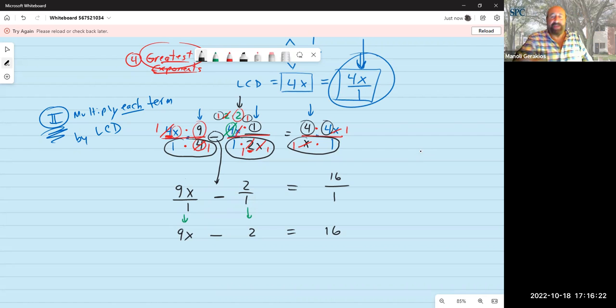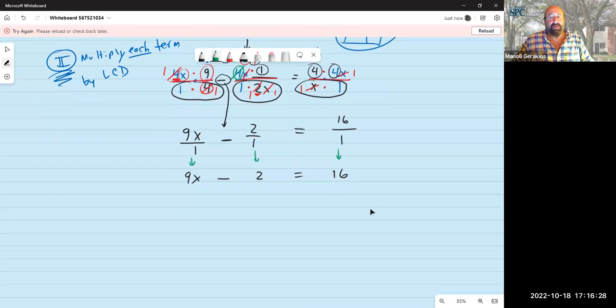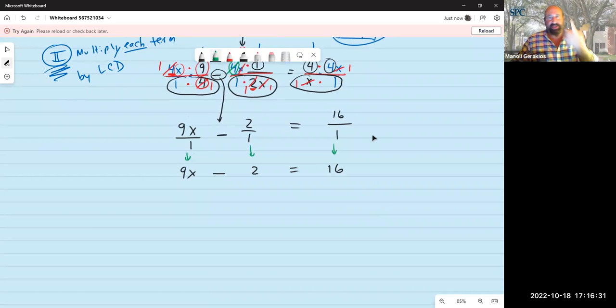Guys, it takes a whole mess of words to describe this, but really, once you start cranking on finding the LCD and multiplying by it, and you don't have to explain it, it's going to go very quickly for you. What did this whole equation reduce to? A linear equation in one variable. Look, 9x minus 2 equals 16. That's from an even more fundamental level of algebra than where we're at.